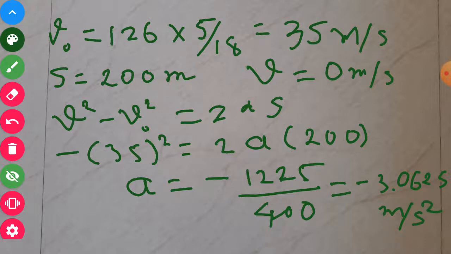So it's very easy to calculate retarded motion. Final velocity is 0, that is why v square becomes 0. So here, 0 minus 35 the whole square we have taken.